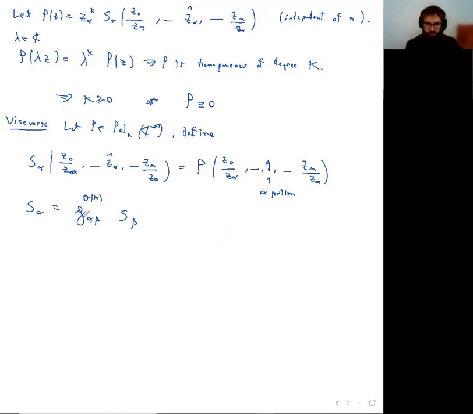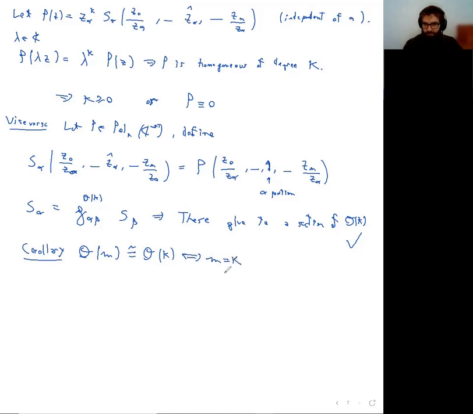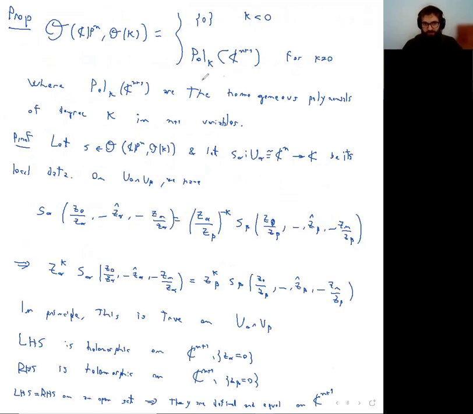Not convinced? You wanna do it? Convinced? Okay. So in particular, this glues to a section of O. Okay, and that's it. So okay, corollary, which is the reason we did this, is that these two are isomorphic if and only if m is equal to k. And now you might say, oh, of course, that's obvious because they need to have the same set of global sections. So we know that if k is different than m, they're different.